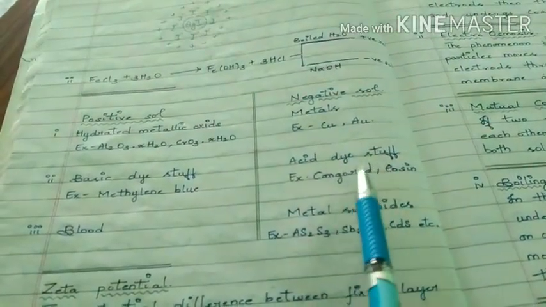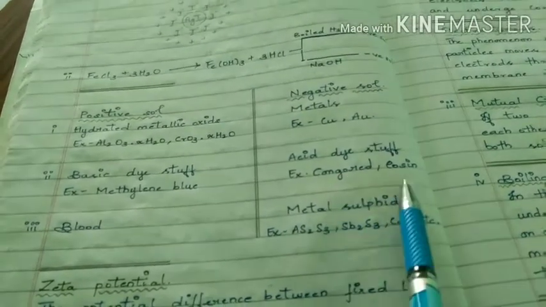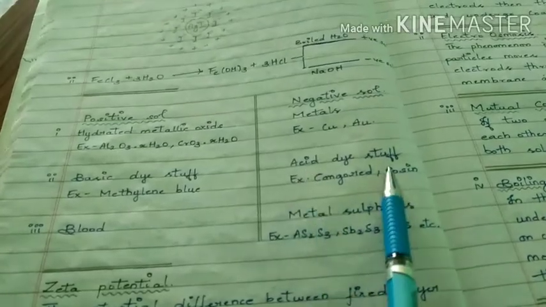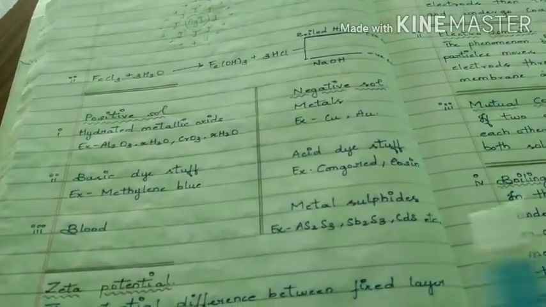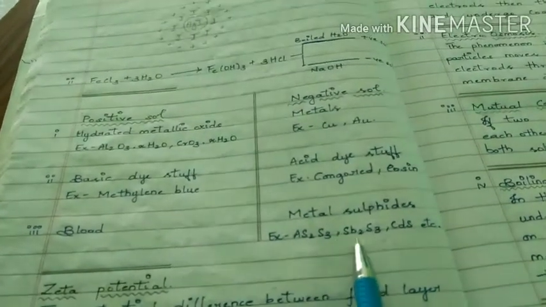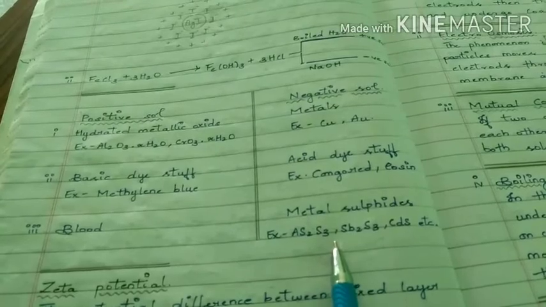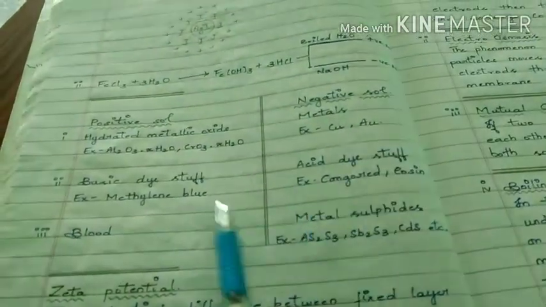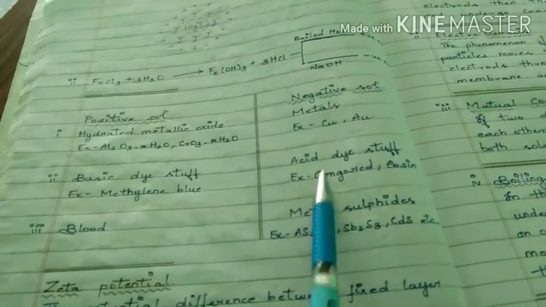Similarly, acid dyestuffs, for example Congo red and eosin, these are colloidal solutions having acidic nature, that is why these are called acid dyestuffs. And metal sulfides, meaning arsenic sulfide, antimony sulfide, cadmium sulfide, these are also colloidal solutions having negative charges. All these points cannot be explained theoretically, these are experimental points, you just remember them.